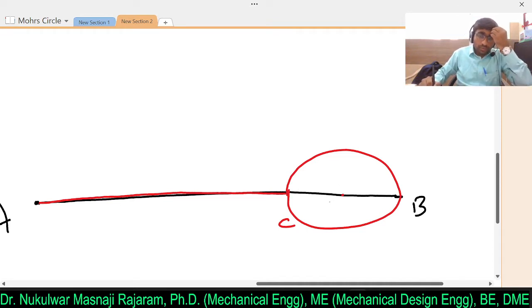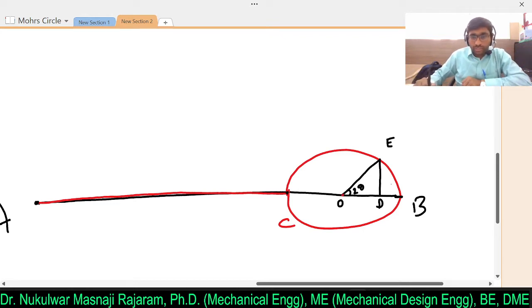Clear? Now after that consider 2 theta and draw one line from this x-axis. So this angle is 2 theta. Mark that point E. From this E drop one vertical line. Mark this point as D. This is point O. If you observe, this ED will give you the shear stress value.